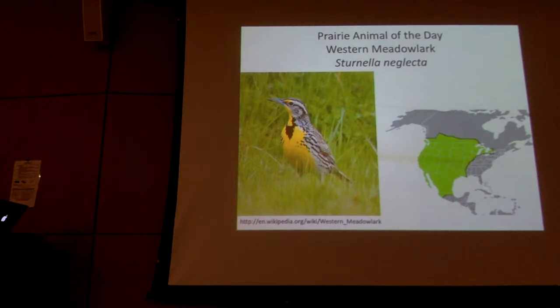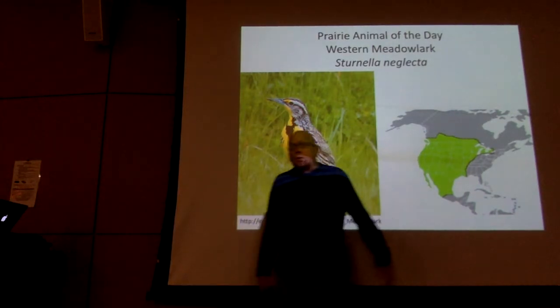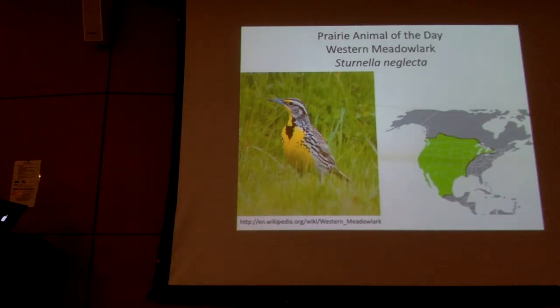The prairie animal of the day is the western meadowlark, Sturnella neglecta. There's also an eastern meadowlark that looks very similar, but has a different call and occurs in the eastern half of the United States. This is one of the birds that I think of as a distinctive species on a prairie. You can, when you see them and hear them in particular, and you said you had pulled up the call.